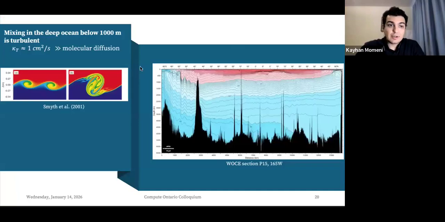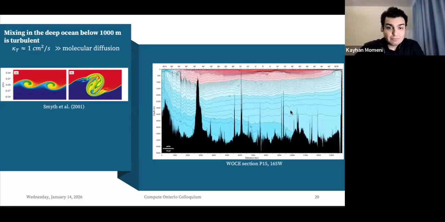Now, here's the key issue. Munk's canonical value of 1 centimeter squared per second is roughly 3 orders of magnitude larger than the molecular diffusion coefficient of seawater. So molecular diffusion alone cannot be responsible for transporting heat from the surface down into the ocean interior. The process doing this must be much more efficient, something like turbulent mixing. A useful analogy is coffee. You don't wait for sugar to diffuse molecularly in your coffee mug, right? You stir it. And the question is, in the ocean, what are the effective spoons that stir heat downward?